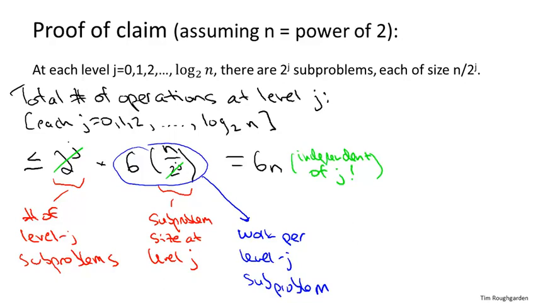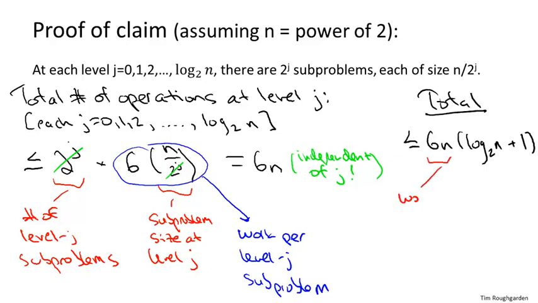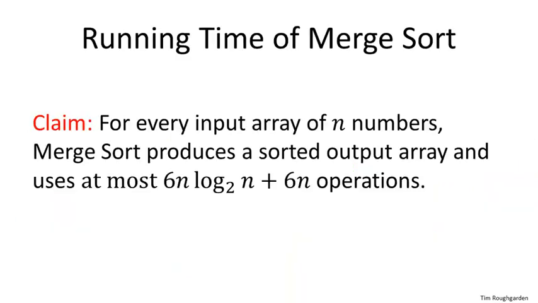Now, here's why that's so cool. We don't really care about the amount of work just at a given level. We care about the amount of work that merge sort does at any level. But if we have a bound on the amount of work at a level which is independent of the level, then our overall bound is really easy. We just take the number of levels, and we know what that is. It's exactly log base 2 of n plus 1. Remember, the levels are 0 through log base 2 of n inclusive. And then we have an upper bound 6n for each of those log n plus 1 levels. So if we expand out this quantity, we get exactly the upper bound that was claimed earlier, namely that the number of operations merge sort executes is at most 6n times log base 2 of n plus 6n.